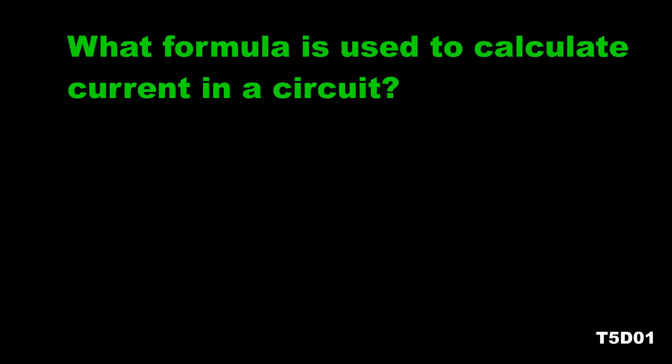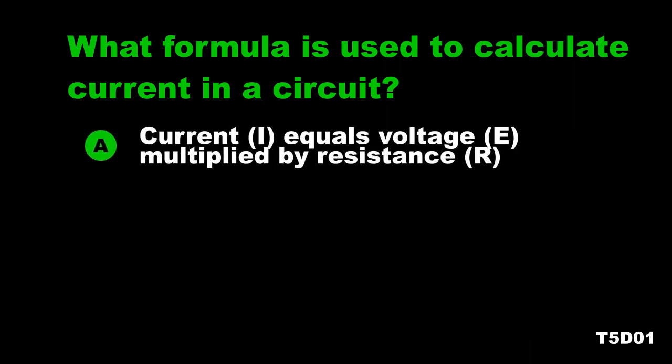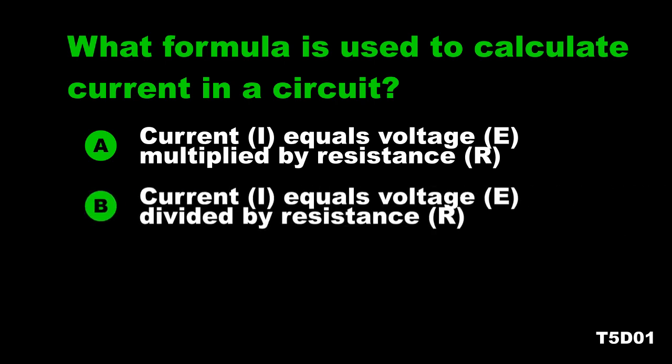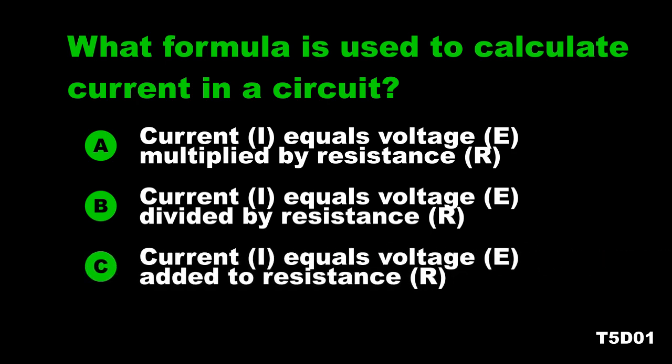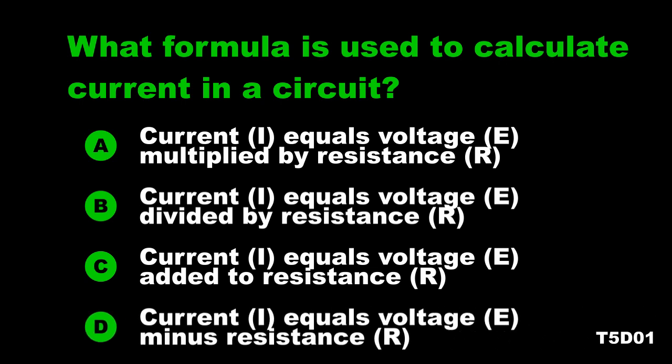What formula is used to calculate the current in a circuit? A. Current equals voltage multiplied by resistance. B. Current equals voltage divided by resistance. C. Current equals voltage added to resistance. Or D. Current equals voltage minus resistance.